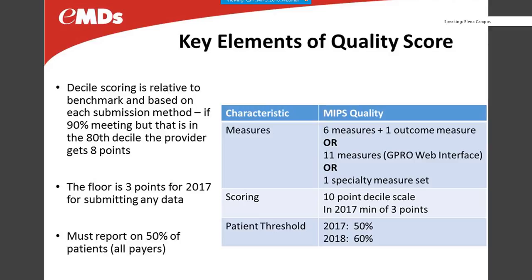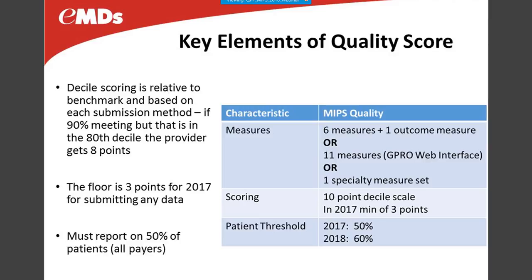Under the quality category, a clinician can select 6 CQMs plus 1 outcome measure, and this is something that the qpp.cms.gov site will be very helpful with. They have a catalog of all the CQMs to select from, and they state which ones are outcome measures and what the types are. So it's much easier to select which measures you will want to report in 2017.